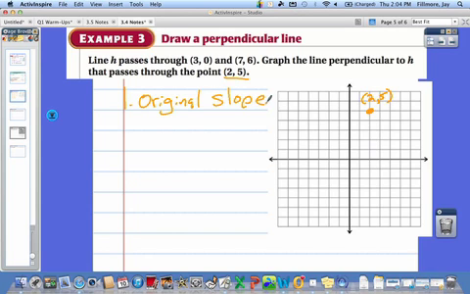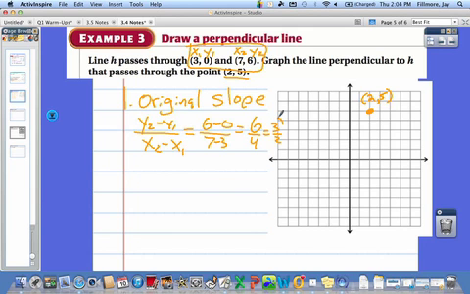For our original slope, we're given these points, and since we don't have a graph, we'll use our slope formula, with x1, y1, x2, and y2: y2 minus y1 over x2 minus x1. That will be 6 minus 0 over 7 minus 3, which gives us 6 over 4, which reduces to 3/2. So our original slope is 3/2.